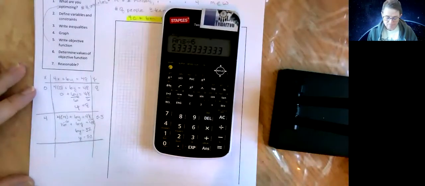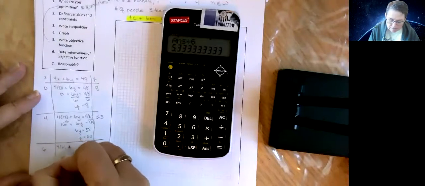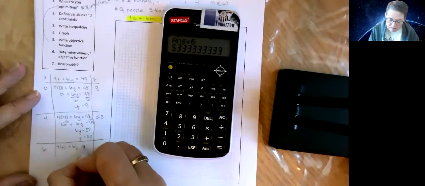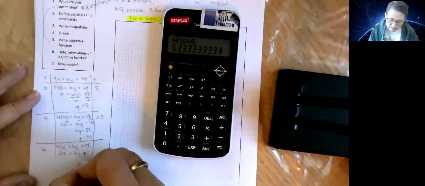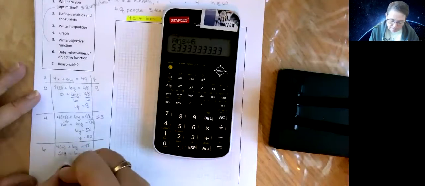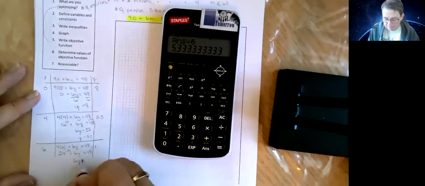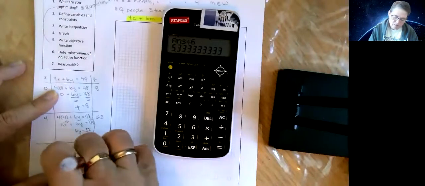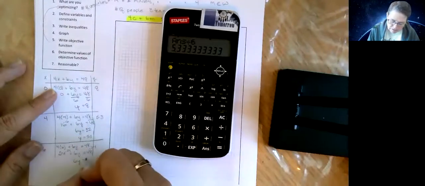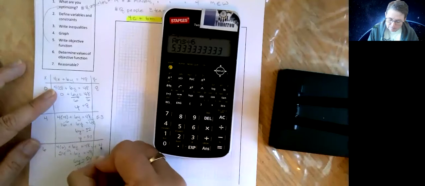What else should we try? Try 6. So 4 times 6 plus 6y is 48. 24 plus 6y is 48. Minus 24, minus 24. 6y is equal to... no, it's not. 6y is equal to 24. Otherwise, yeah, we subtracted. Divide by 6, divide by 6. y is equal to 4. All right.